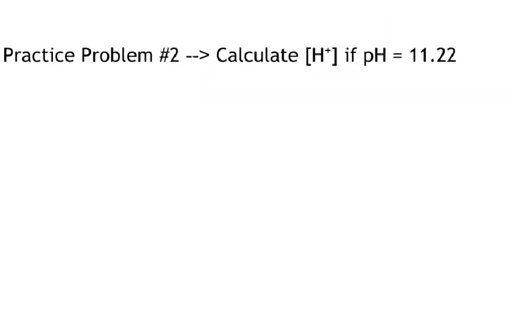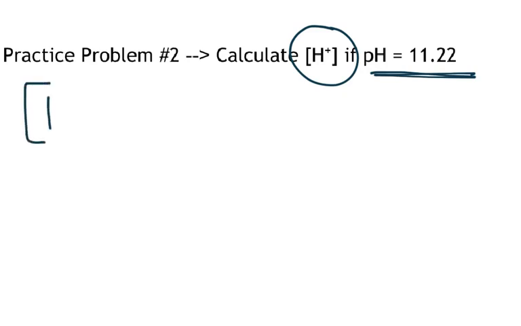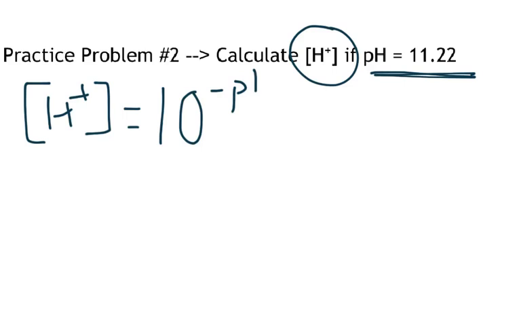Another problem might ask for hydrogen concentration. Okay, so this time we're looking for hydrogen concentration and it gives us pH, so just the opposite. When we're doing that, if we look at our equation to get hydrogen concentration, we're going to do the opposite of a log, which is raising something to the 10th power.